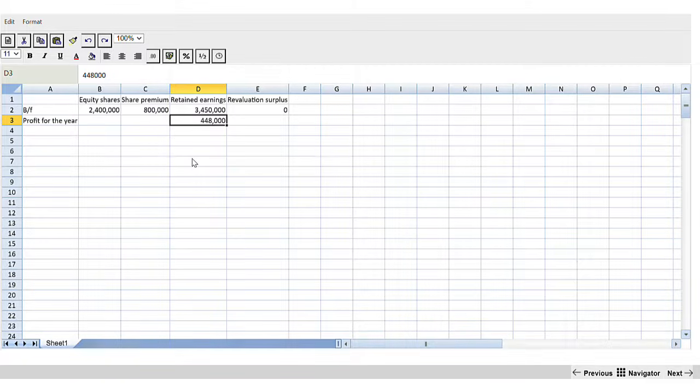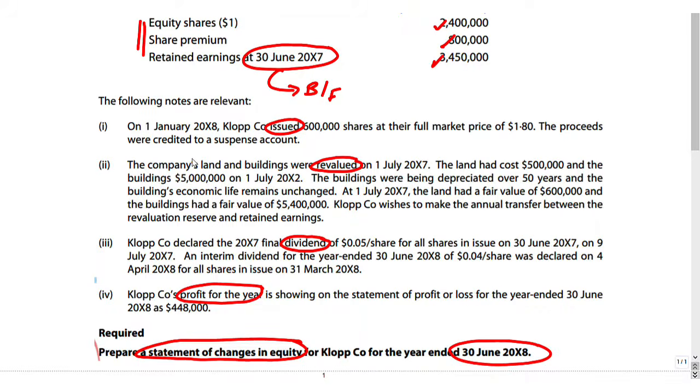So as I'm working my way through the question, I've taken that profit for the year figure, 448,000, and I've dealt with that there, haven't I? That's just standard financial accounting knowledge.